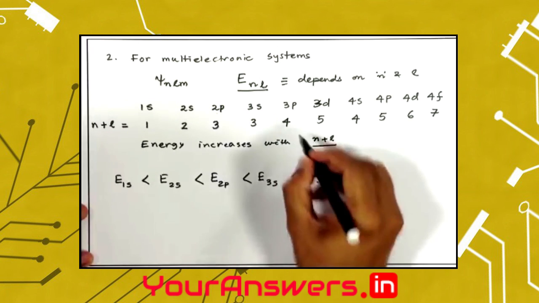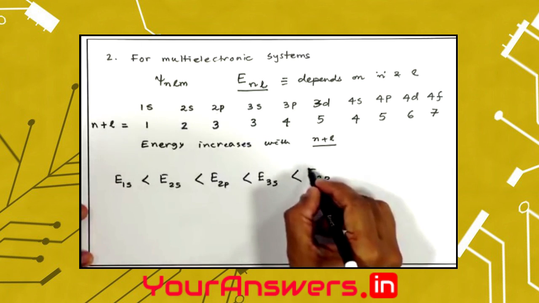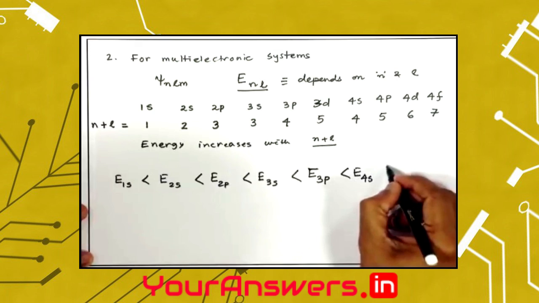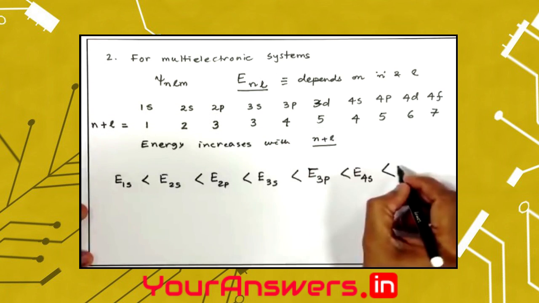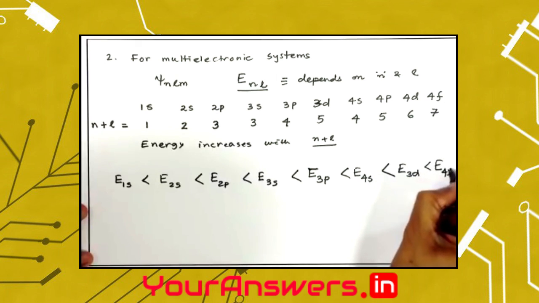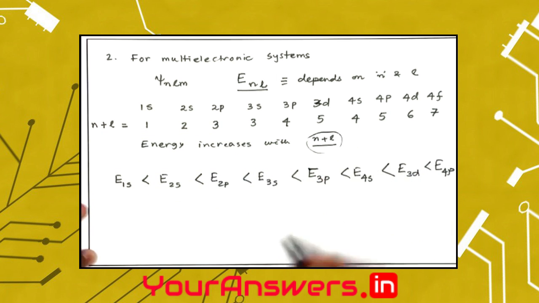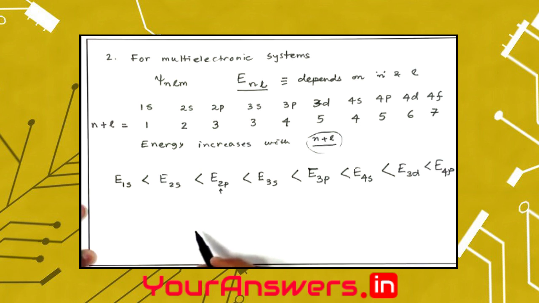We have to be careful here, because 3p has 4, 4s has 4. So, the next orbital will be E 4s, and then 5, you will have to look again, be careful, 3d and E 4p. So, the energy ordering is following the value of n plus l, and when there is the same value of n plus l, we know that the lower value of n has lower energy.